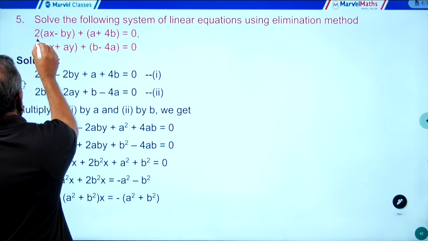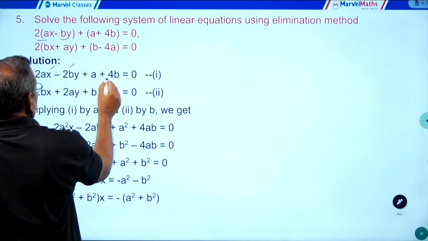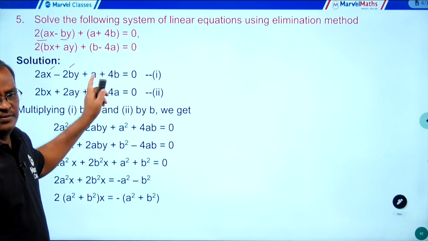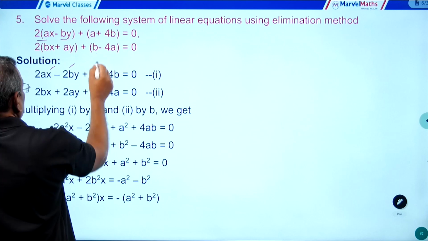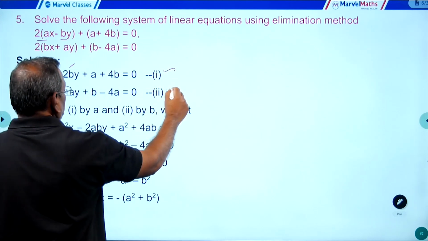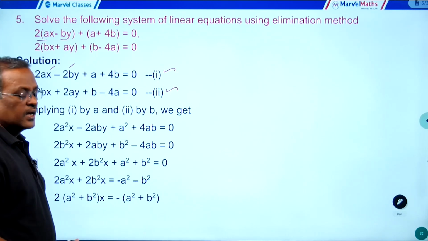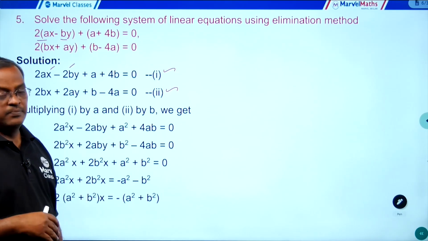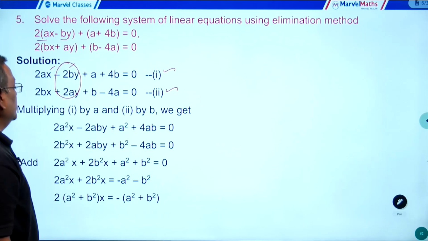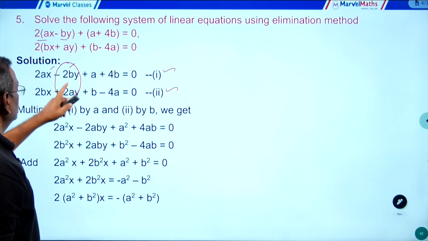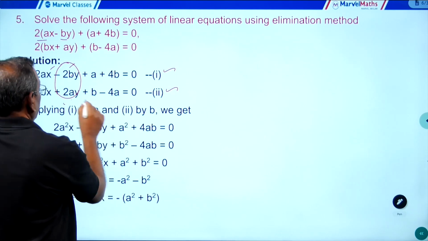So here write in standard form: 2ax minus 2by plus a plus 4b equal to 0. You can keep the constant on the left side alone, no issues. And 2bx plus 2ay plus b minus 4a equal to 0. This is equation 1 and equation 2. If I want to apply the elimination method, convert the coefficient of either x or y to be the same. So if I want to eliminate y, both the coefficients should be the same. Okay, 2 is there, and here b and here a. So multiply equation 1 by a and equation 2 by b.